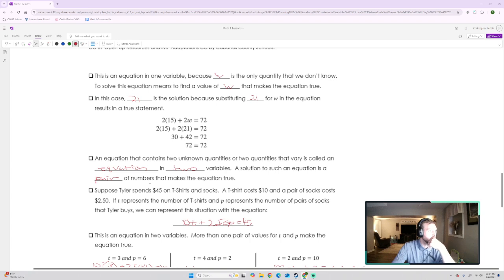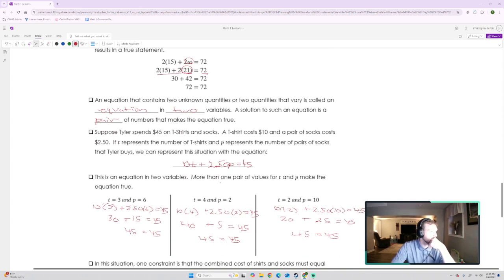This is an equation in one variable because W is the only quantity that we did not know. And then to solve for W, or to find the value of W that makes the equation true. In this case, 21 is the solution because substituting 21 for W in the equation results in a true statement. So instead of a W, if we plugged in a 21 and wrote that in our calculator, we do get 72.